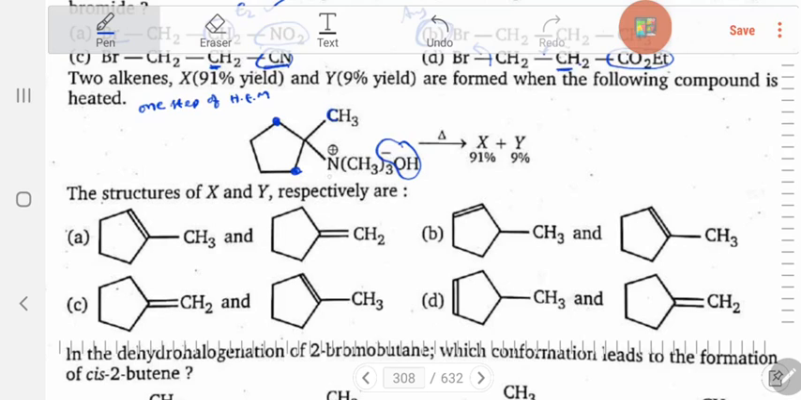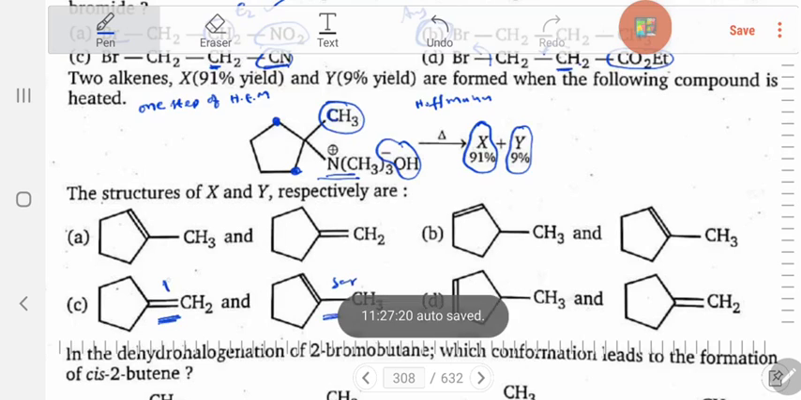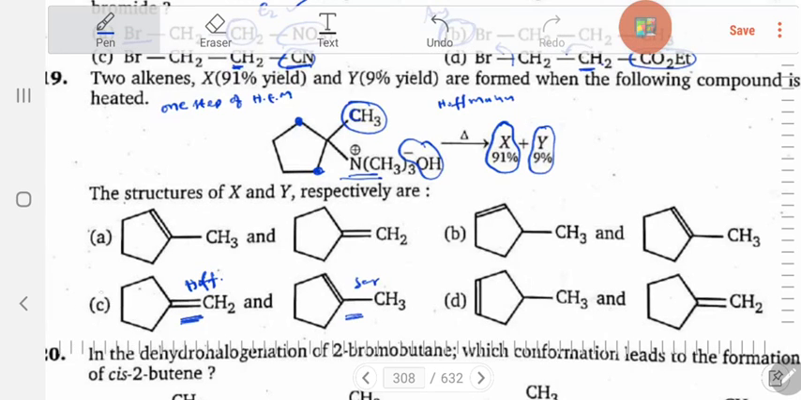When there is a bulky leaving group, then the base always abstracts hydrogen from the least substituted carbon, right? So forming the Hofmann product. So this is the condition for Hofmann elimination. When the leaving group is bulky, the Hofmann product is major. So X must be the Hofmann product. That means this one. Then Y must be the Saytzeff product. So the Saytzeff product will be minor. So this is the Saytzeff product, either double bond here or here. This is Hofmann. So the major product will be Hofmann because the leaving group is bulky. So the correct answer is option C.